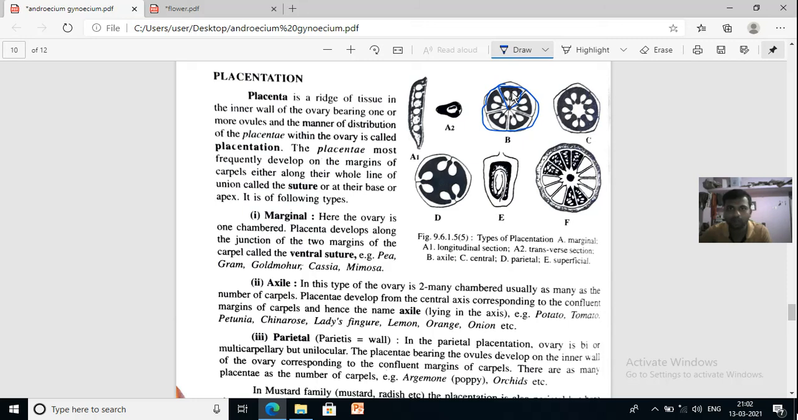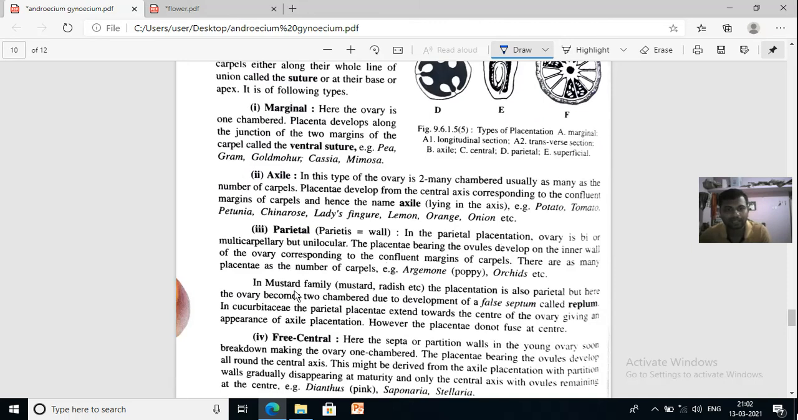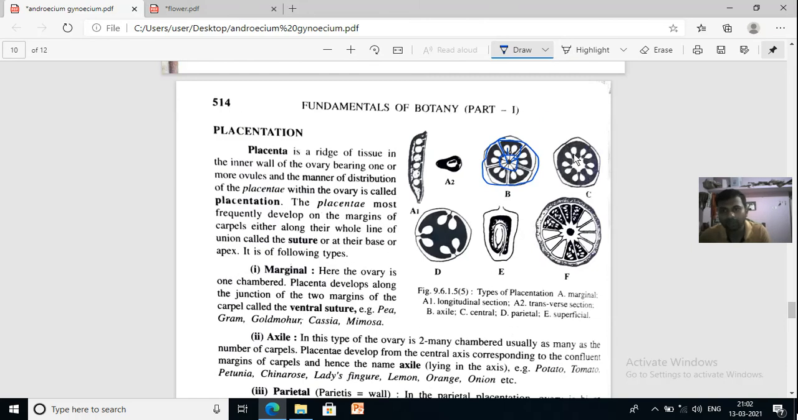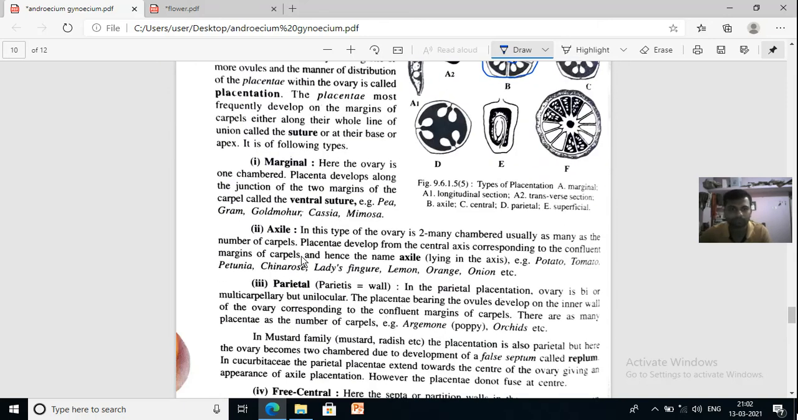Each ovary represents one locule. Inside one locule the ovules are present. These white structures are the ovules, and they all arise from the central part. The central part is occupied by the placenta, the central white part. Next is parietal. In parietal, what happens? It is similar to axial placentation, but the septa are absent here. Here this is parietal.